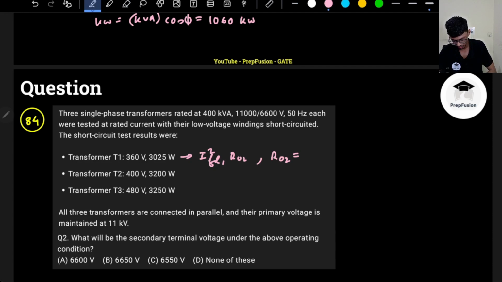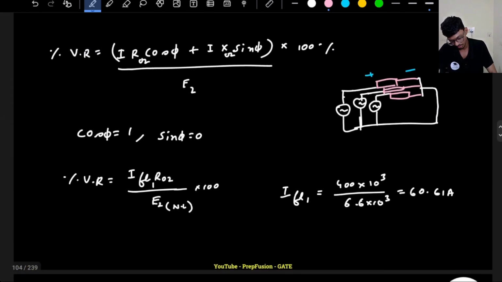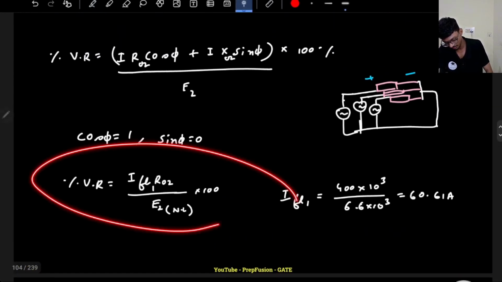This will be 3025 divided by IFL whole square, that is 60.61 whole square. So this will be basically 0.8235 ohms. This will be the value of RO2. Okay, I know RO2, I know IFL1, I can simply find out the percentage voltage regulation.